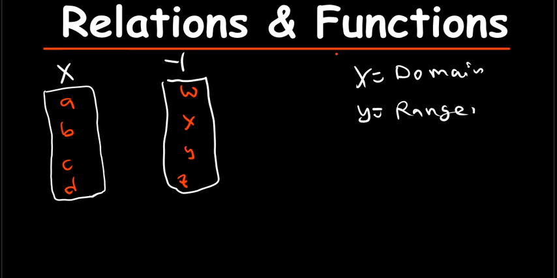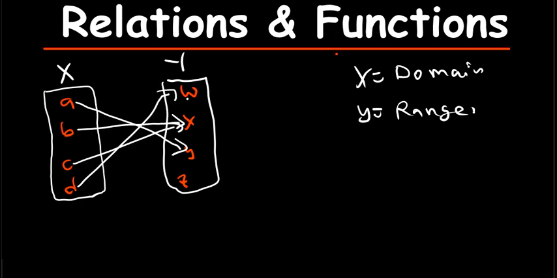Okay, so let's now map this. Let's say that a goes to y, b goes to x, then c goes to x as well, then d goes to w, like that. So this is a relation, but is it a function?